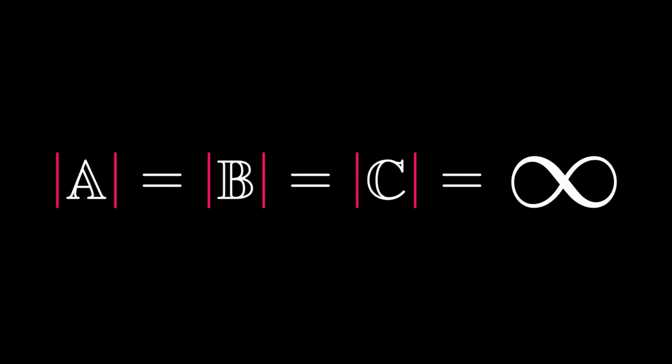So far, it's looking like it might be the case that there's only one infinite cardinality. It kind of makes sense, too. If infinity is already bigger than all the other numbers, how can there be something even bigger?